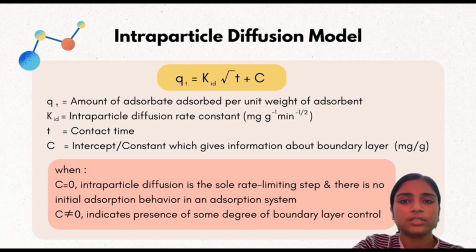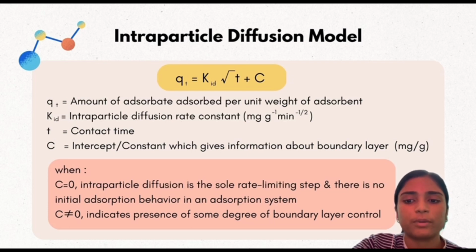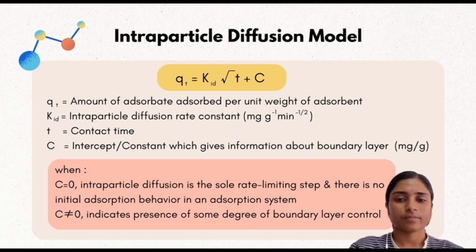And the main information that we can understand from the C value is when C equals 0, intraparticle diffusion is the sole rate limiting step and there is no initial adsorption behavior in an adsorption system. And when C does not equal 0, it indicates the presence of some degree of boundary layer control.